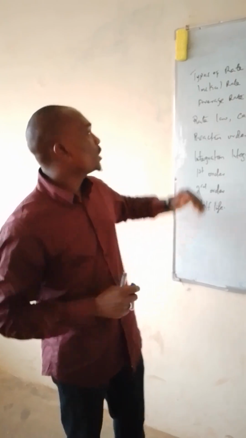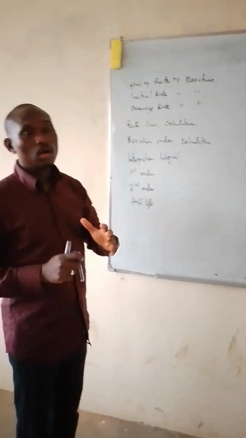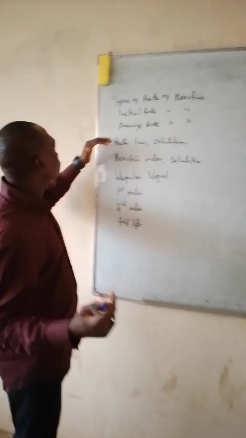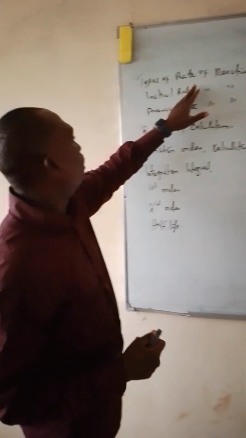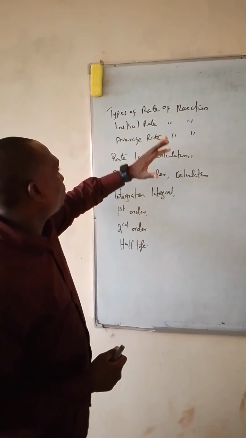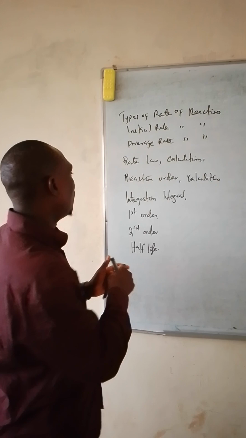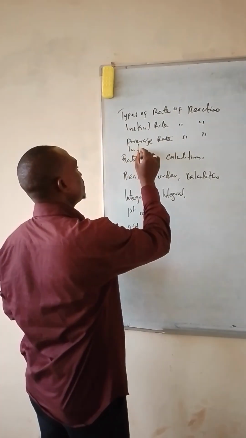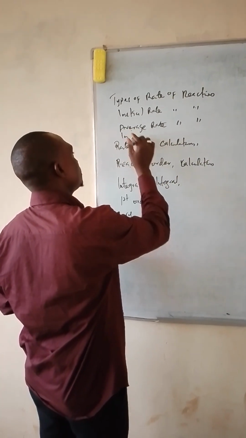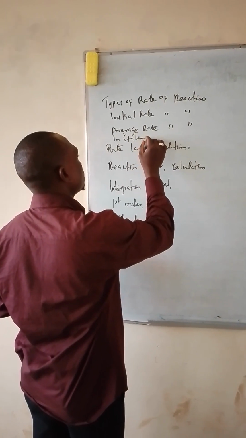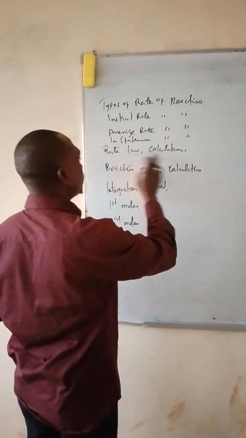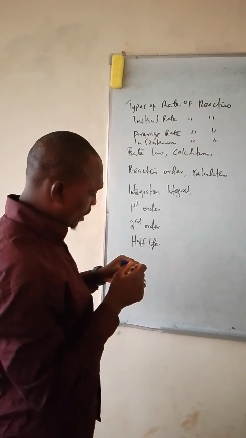Physical chemistry, and these are the topics we talk about in this course. We talk about types of rate of reactions: the initial rate of reactions, the average rate of reactions, and the last one is the instantaneous rate of reactions. Then we talk about rate law and calculations.